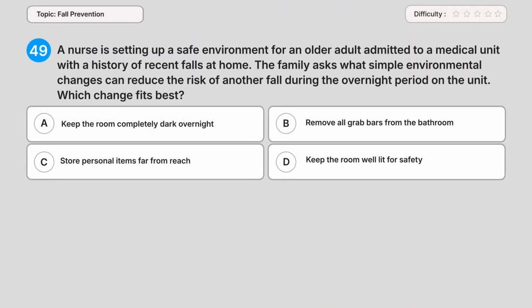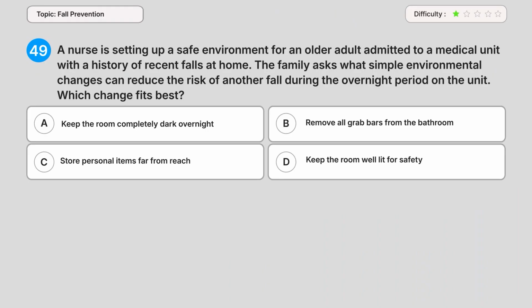Question 49. A nurse is setting up a safe environment for an older adult admitted to a medical unit with a history of recent falls at home. The family asks, what simple environmental changes can reduce the risk of another fall during the overnight period on the unit? Which change fits best?